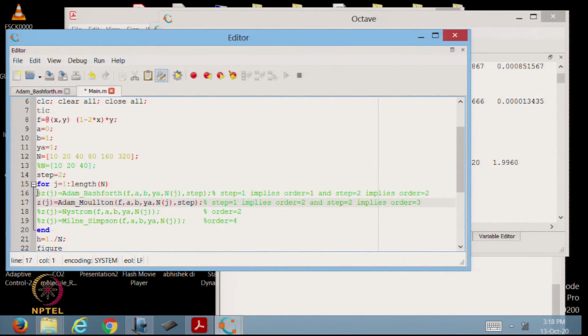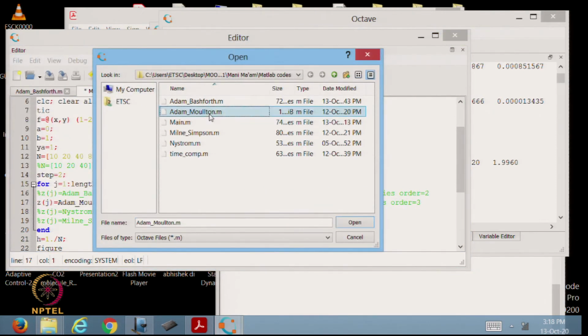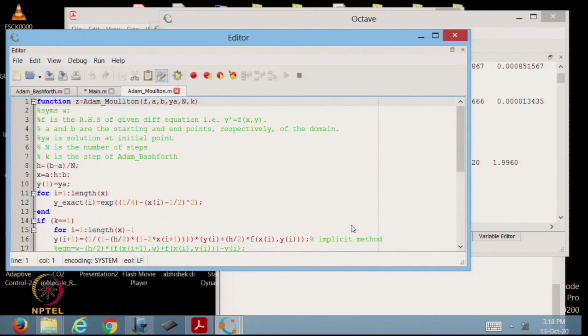Okay. So, here again I have written the different name of the function, which is Adams-Moulton's. The arguments of these functions remain the same as I have already discussed in Adams-Bashforth, and the output is also the error, which is stored in the variable z. Okay. So, now I am opening the function Adams-Moulton's. Again, what the meaning of these arguments are, that I have also explained in the comment sections.